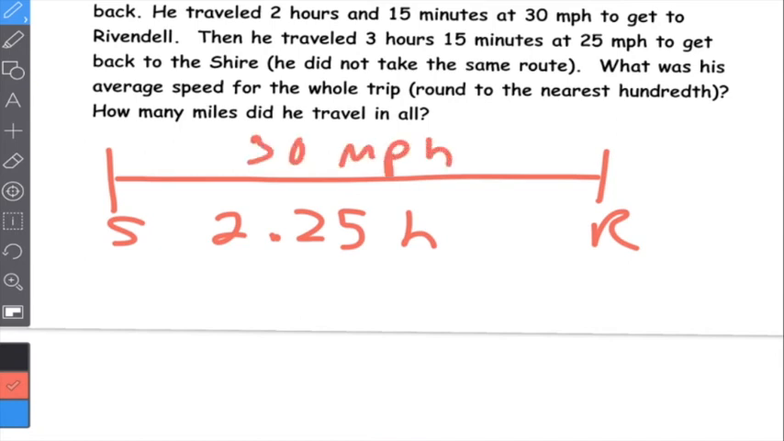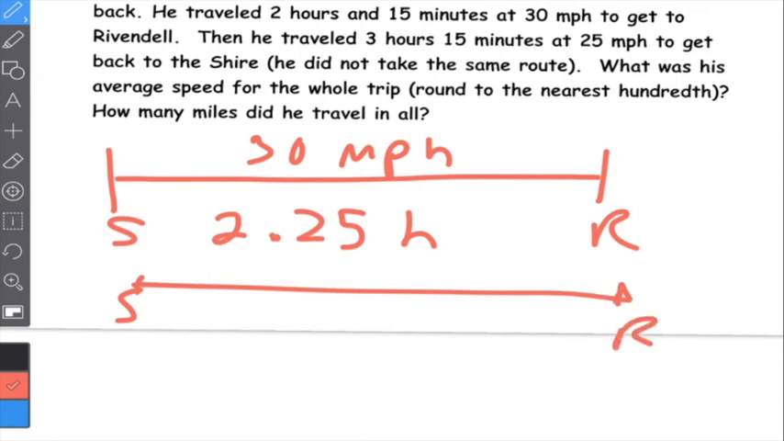Then he traveled back. So let's do another little chart. And he traveled back. He did a different route. It took 3 hours and 15 minutes at 25 miles per hour. So 15 minutes again is a quarter. So it's 3.25. And this is at 25 miles per hour. Okay. What was his average speed for the whole trip and how many miles did he travel in all?